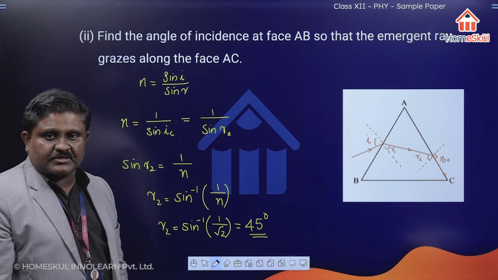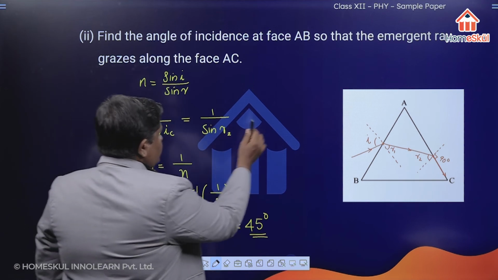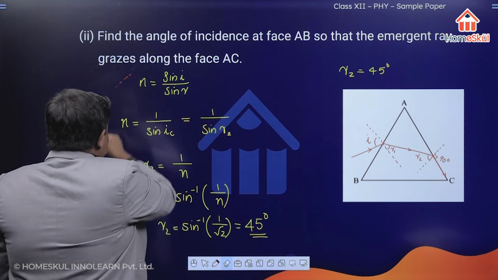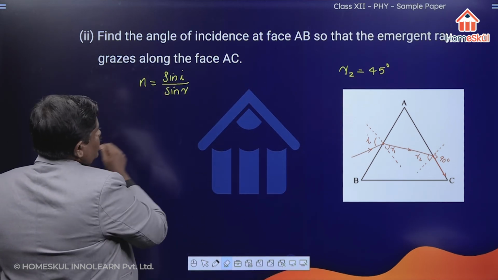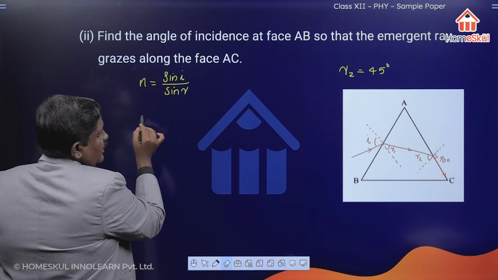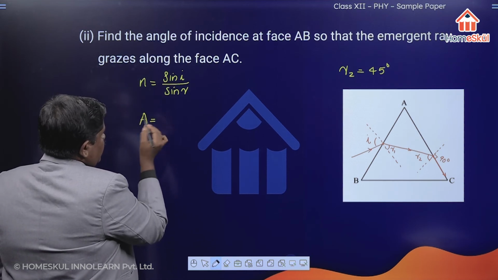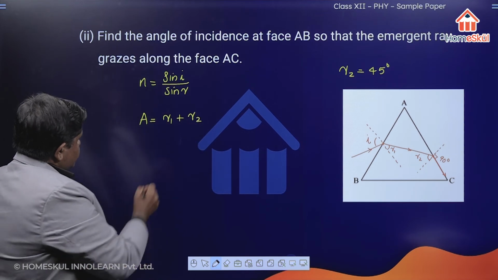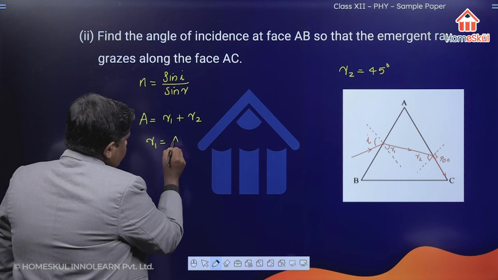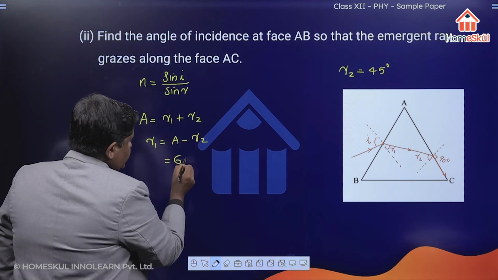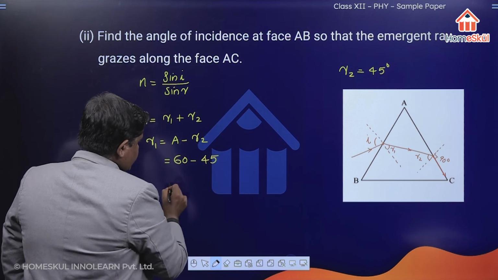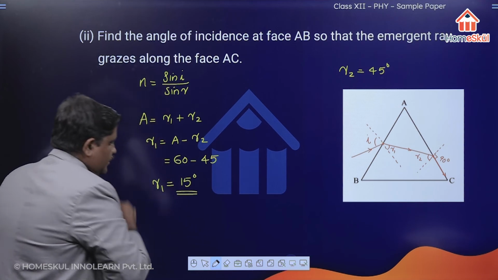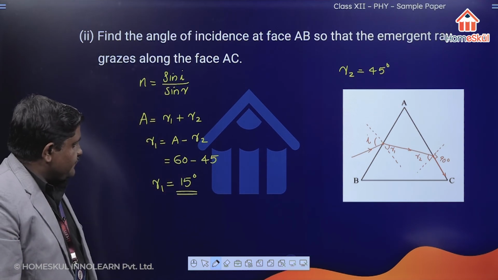Now we have to calculate R1 by using the equation. Here I am writing the value of R2 as 45 degree. I'm going to find out the value of R1 by using A is equal to R1 plus R2. We have the equation, that is R1 equal to A minus R2, that equal to 60 minus 45. That is R1 equal to 15 degree. So R1 we get as 15.